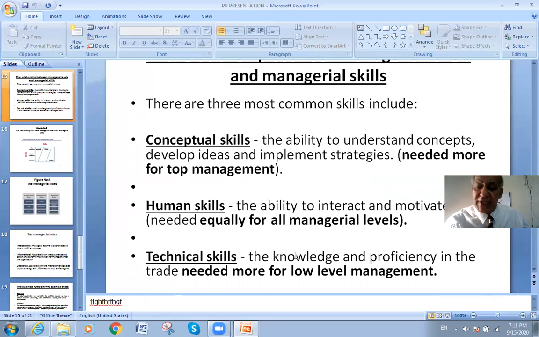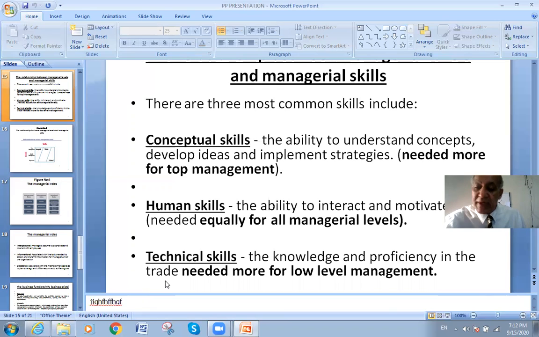If we talk about the relationship between managerial skills and managerial levels, we have three managerial levels, like we said before: top management, middle management, and low level management. We also have three managerial skills. We have conceptual skills, which are the skills of thinking. We have human skills, which we were all raised on: to be honest, don't tell lies, don't steal, be kind to people, and treat people in a good way. And we have technical skills, which means the details of doing your job.